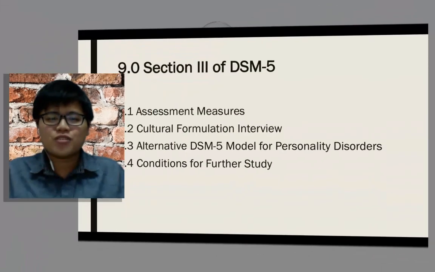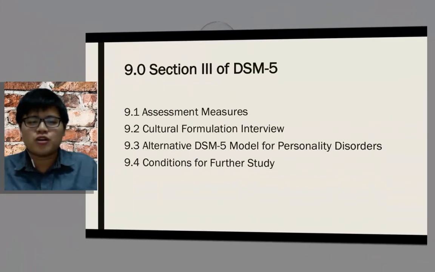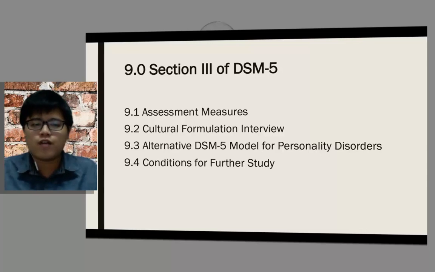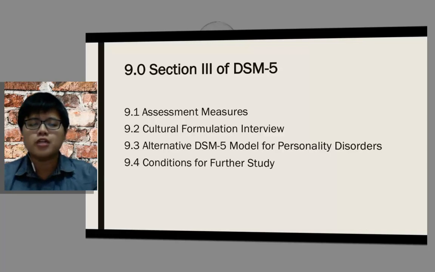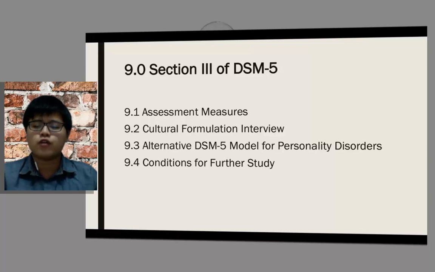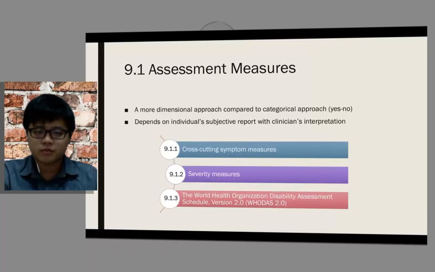Hello, welcome back to the last part of the video series on how to use DSM-5, and now we are at the last section, section 3 of the DSM-5. In section 3 of DSM-5, we have 4 major components. The first is assessment measures, the next is cultural formulation interviews, the third is the alternative DSM-5 models for personality disorders, and the last is the conditions for further studies.